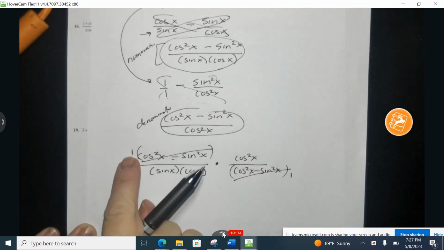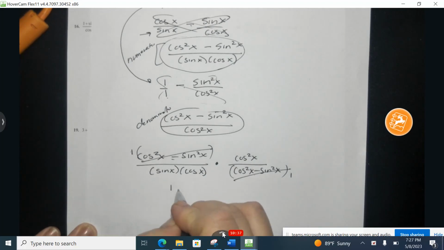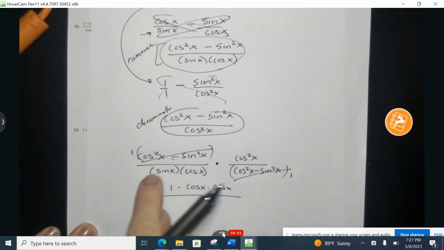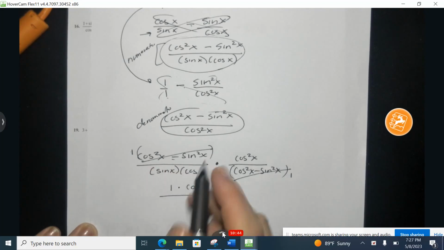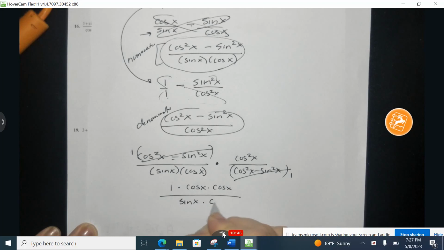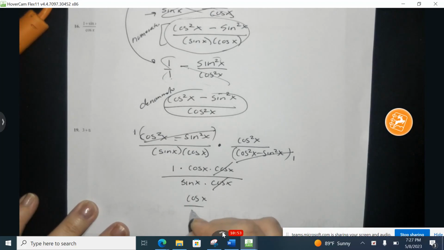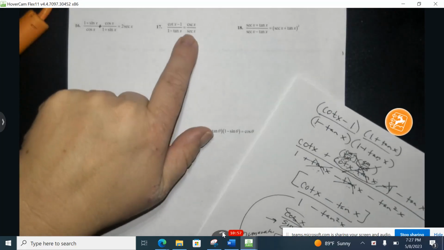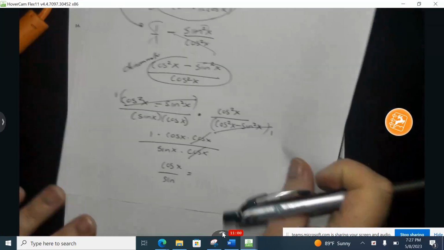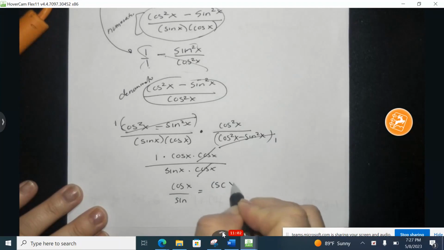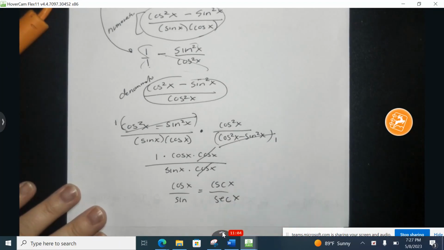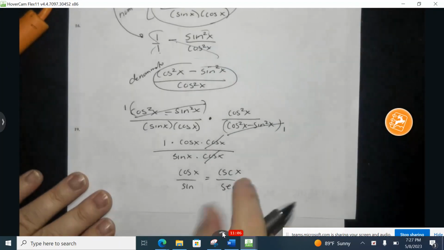And now if I multiply across, 1 times cosine squared, that's by the way the same as 1 times cosine of x times cosine of x, if you forgot that. And then on the bottom I have 1 times the sine of x times the cosine of x. Again, simplified, and I'm left with, on the left hand side, cosine of x over the sine of x. Now what was on the right hand side? The right hand side was cosecant over secant. Okay, so how can I match the right hand side?